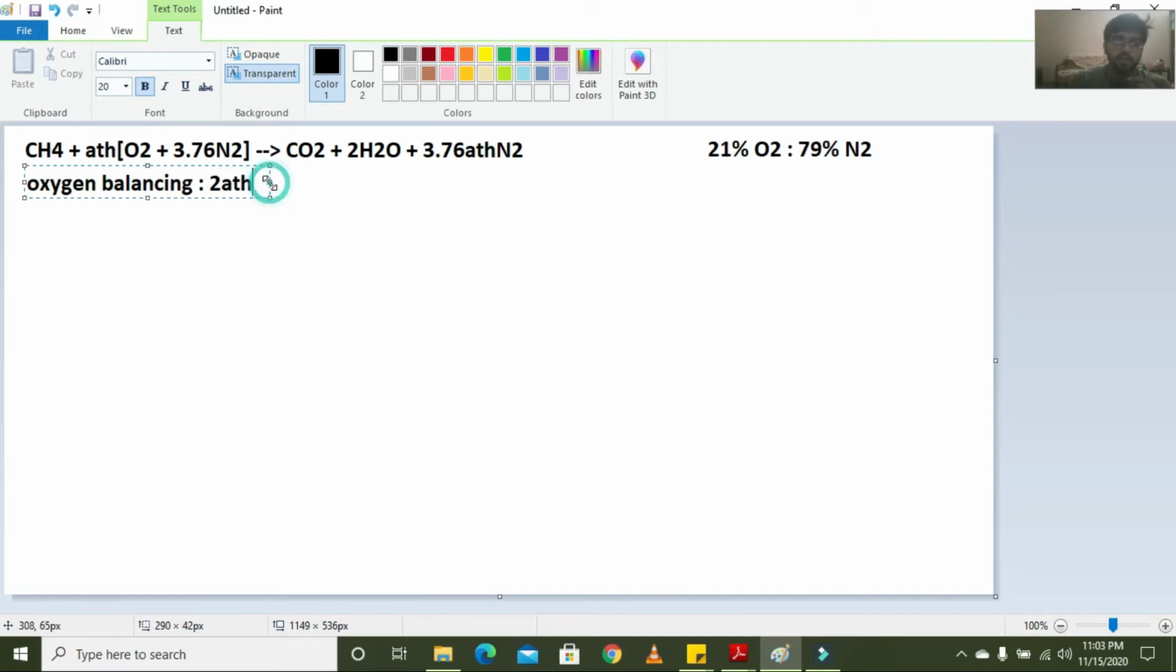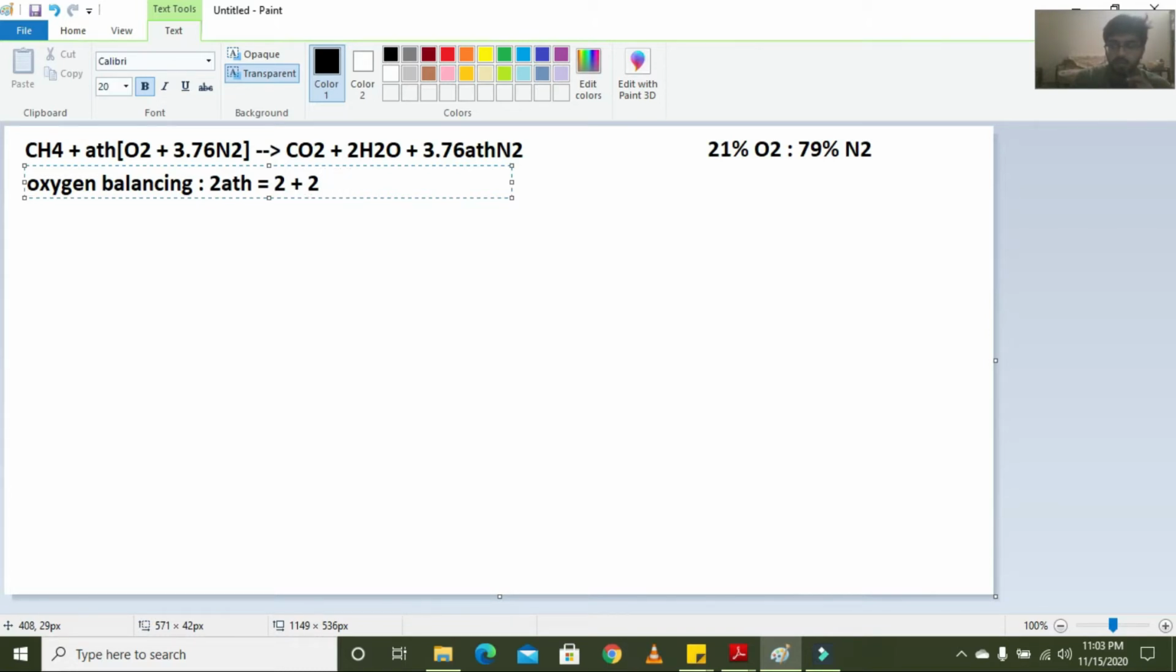Whereas if I talk about the right hand side, here you can see I have 2 atoms of oxygen in the carbon dioxide. So I'm not going to write it as 1 molecule. Instead I will write it as 2 atoms of oxygen. Similarly here I have 1 oxygen in 1 water vapor molecule and the second oxygen in the second water vapor molecule. So again I have 2 oxygen molecules here.